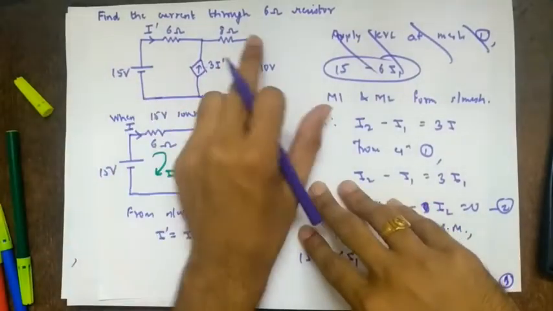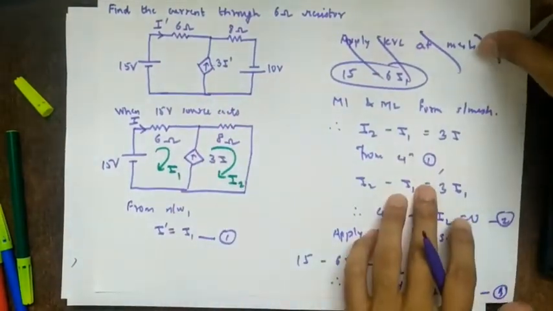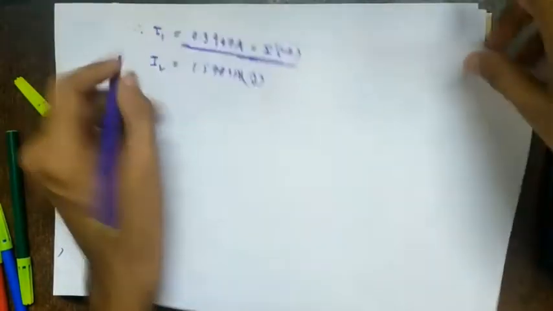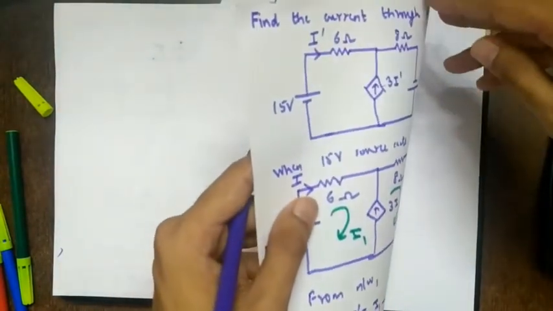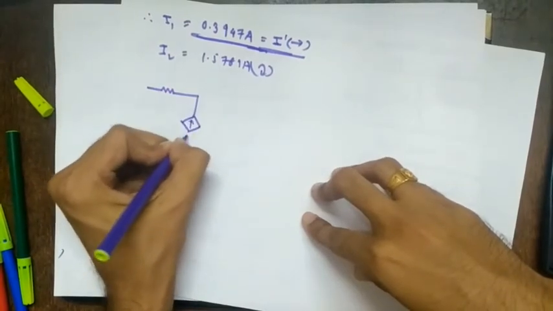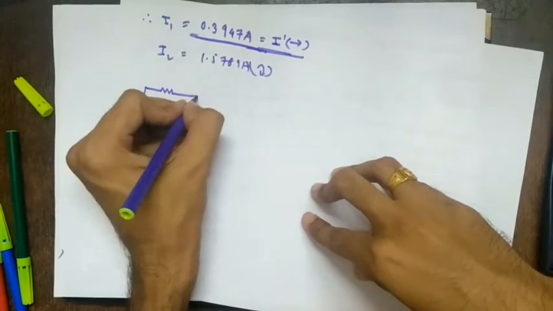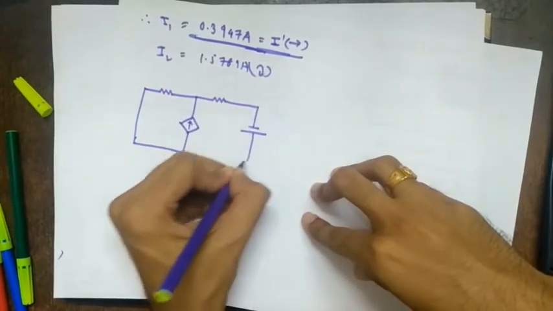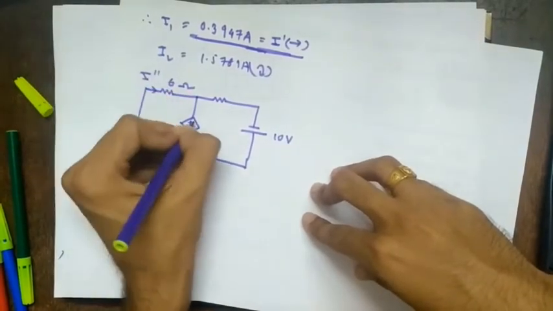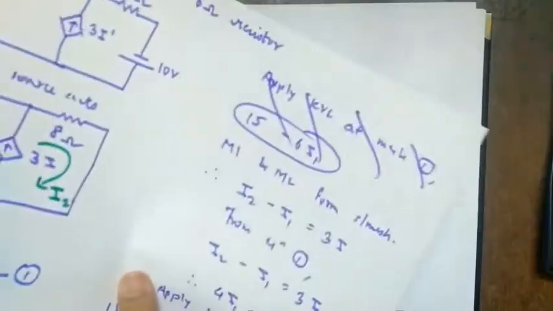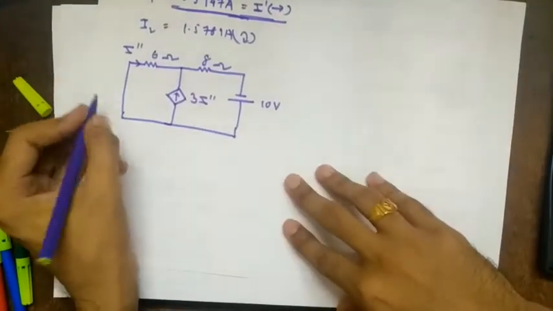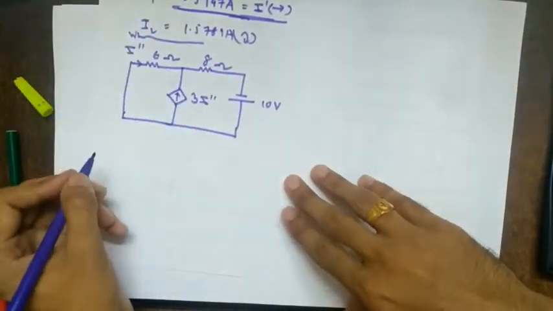Next, what will we do? We'll say only 10 volt source acts, right? So again the positive terminal is downwards. This is 10 volts, this is 6 ohms, so this will become what? I double prime, this will be I double prime, and this is 8 ohms, right? So here you will write when 10 volt source acts alone, right?